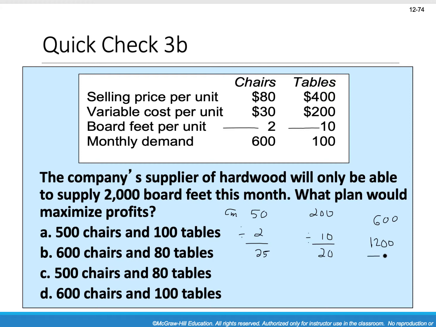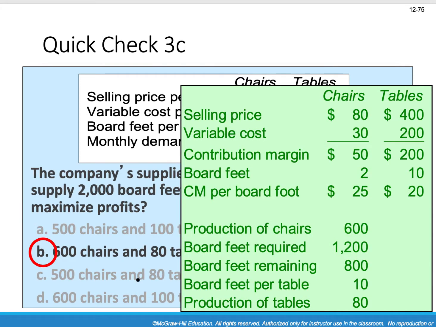So how many board feet do I have remaining? Well, remember, the original supply is 2,000. So 2,000 minus 1,200 gives me 800 board feet left. How many board feet per table? Well, it's 10, right? 10 board feet per table. I only have enough material left to make 80 tables. So B should be our answer. And there it is right there, what we just worked through.